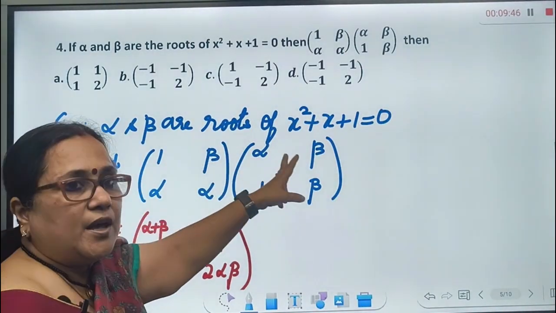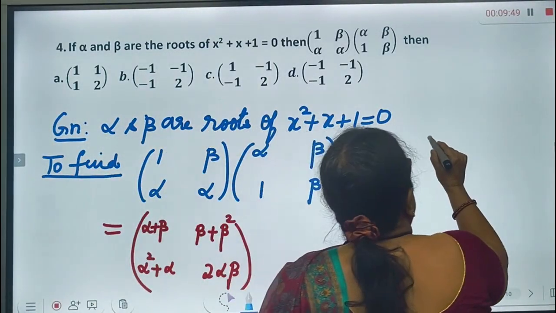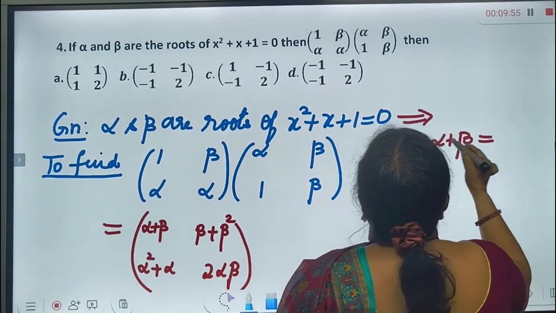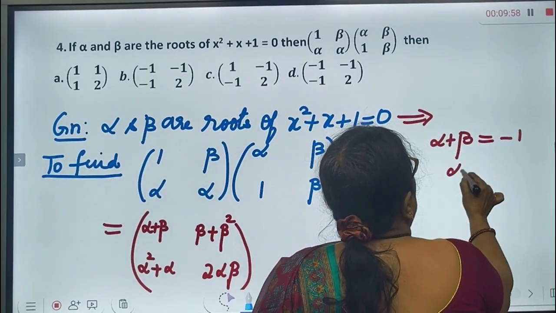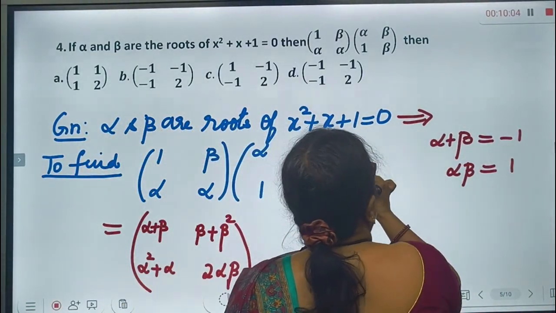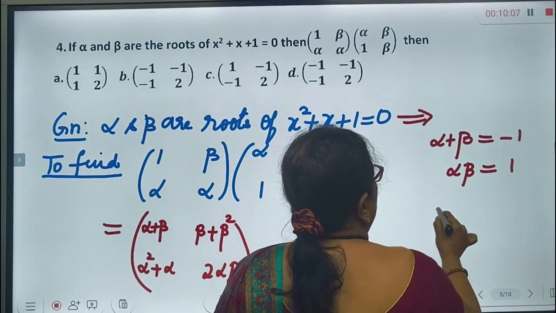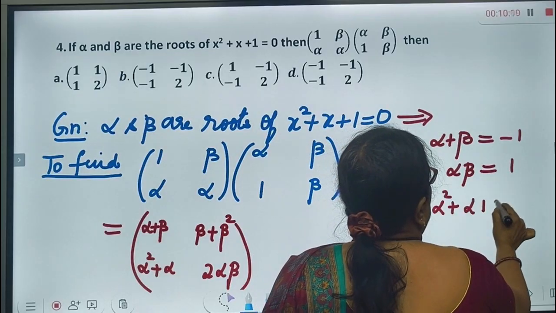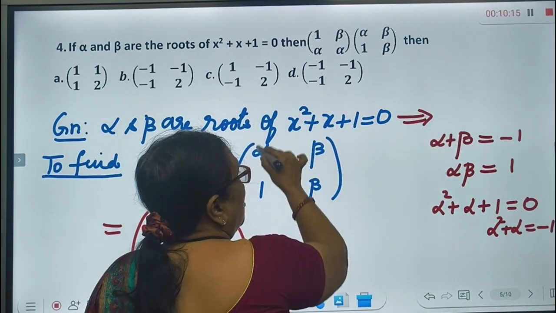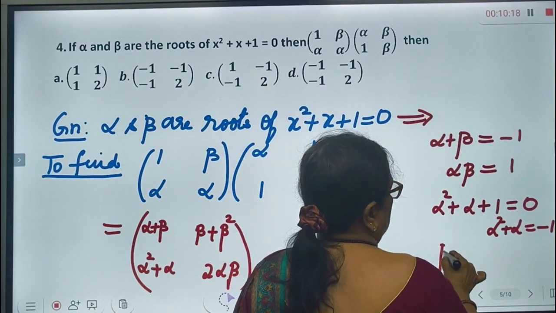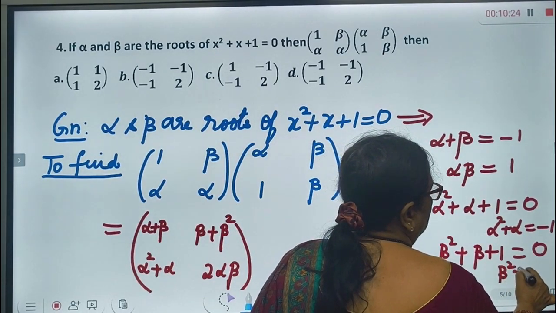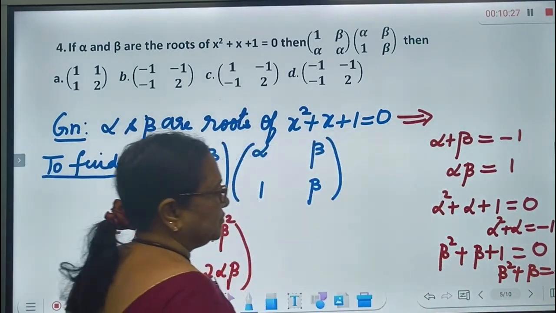We are still to use the fact that alpha and beta are roots of this equation. So, what are the facts we have? This implies what? Alpha plus beta, the sum of the roots, is minus b by a, which is minus 1. Alpha beta, the product of the roots, is 1. We also know, since alpha is a root of this equation, alpha square plus alpha plus 1 is 0. So alpha square plus alpha is minus 1. Beta is also a root of this equation, so it satisfies the equation. Beta square plus beta plus 1 equal to 0. Beta square plus beta equal to minus 1.